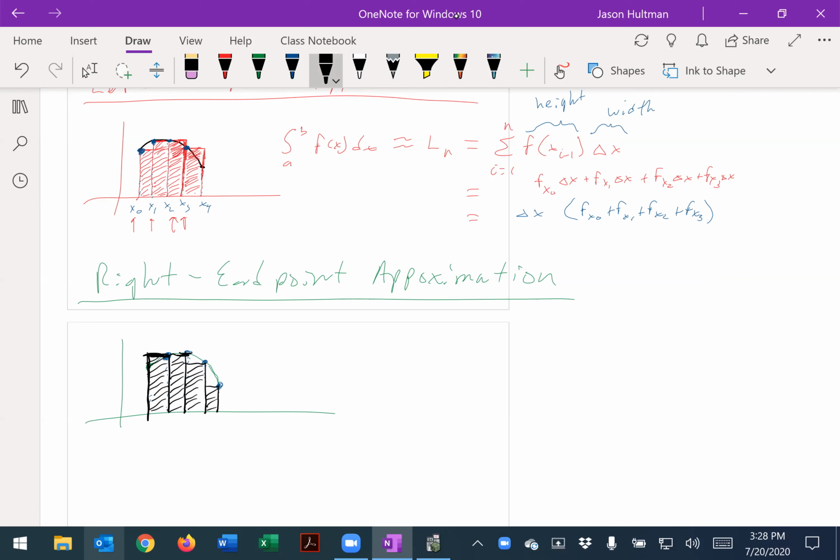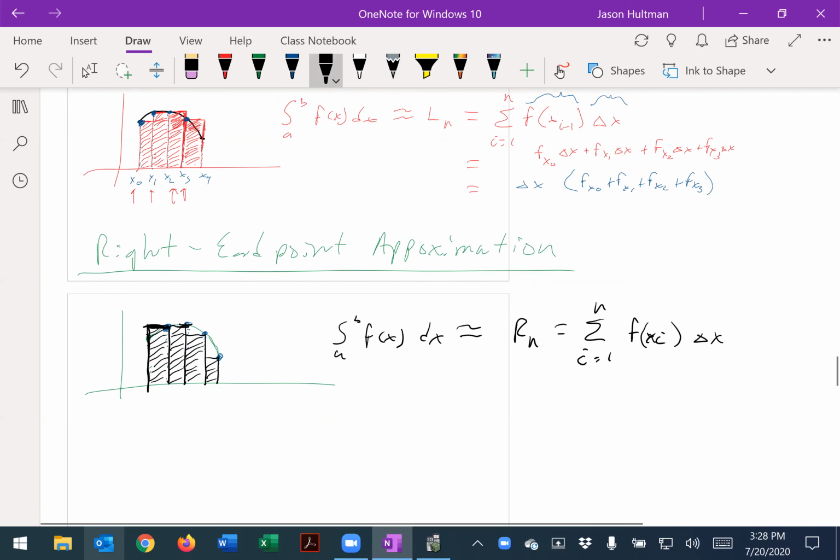Here the integral from a to b of f of x dx is approximately R sub n. This is my right-hand approximation, which is equal to the summation of i equals 1 to n of f of x sub i this time, times delta x. This time we don't start at 0, we start at 1 for our heights.